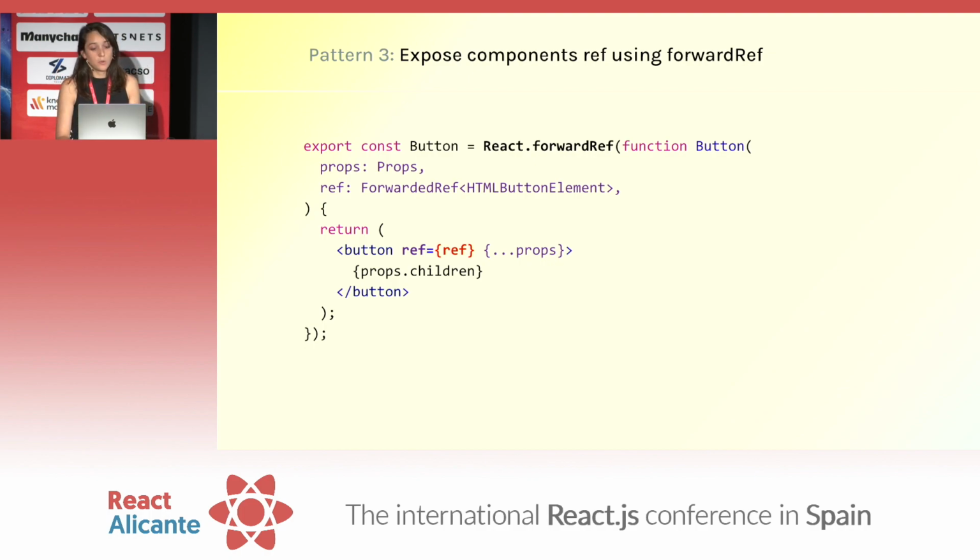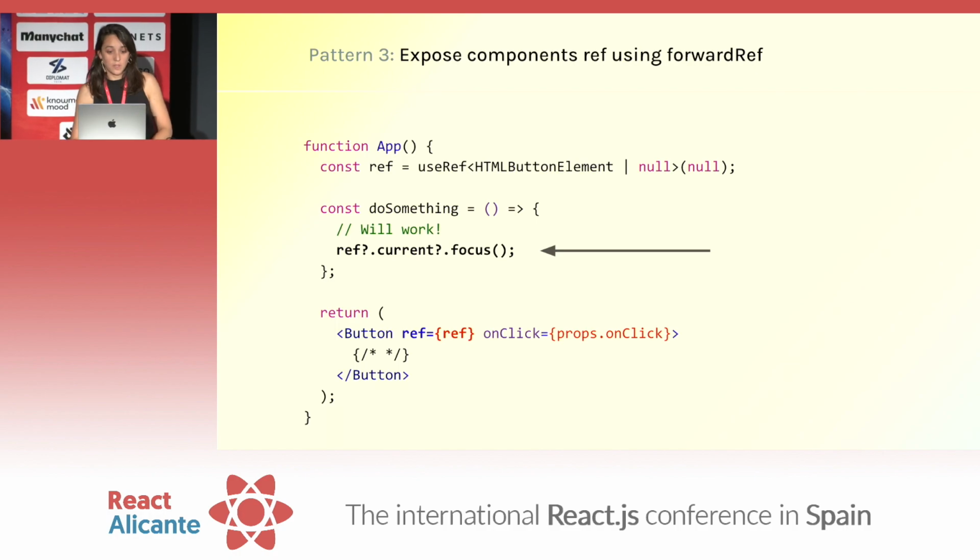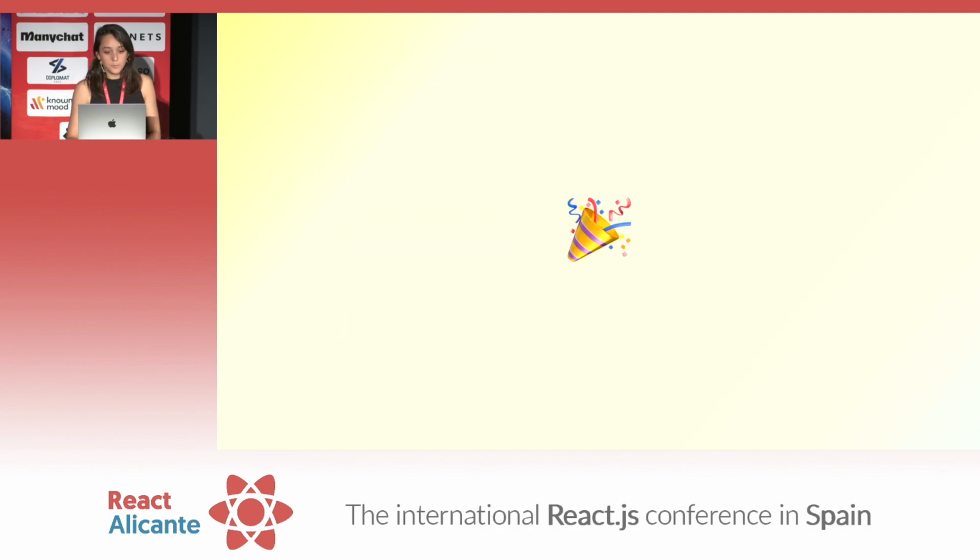To implement this in our button component, we need to first declare it using React.forwardRef function, which takes a function component as argument with 2 parameters, props and ref. And then we make sure that we give the ref to the HTML element. Now that the button component uses forward ref, the consumer will be able to create a ref and pass it to the component. This is great because this means that now we can focus the button or access it on demand. Exposing component ref is especially useful for interactive elements such as button or input. And that's it. We went through the 3 patterns.